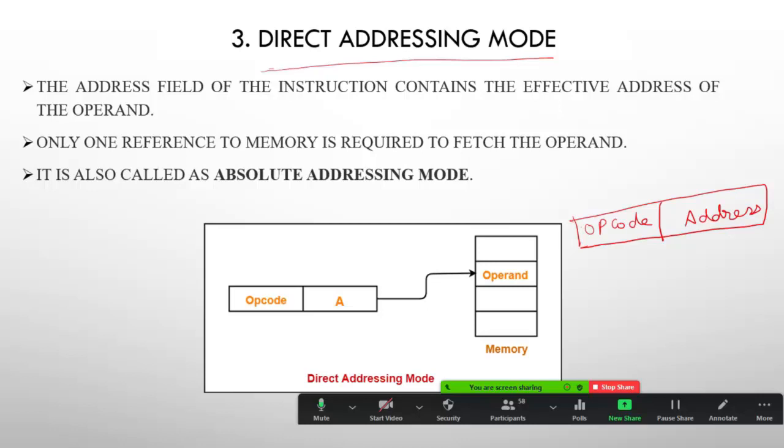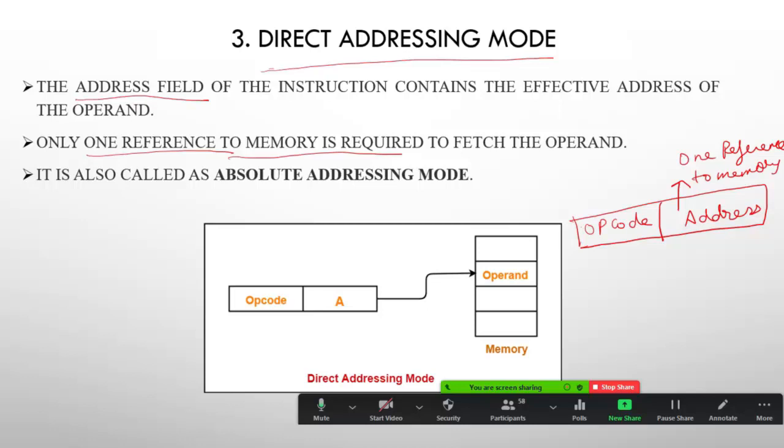The address field of the instruction contains the effective address of the operand. Only one reference to memory is required to fetch the operand. One reference, that means one reference to memory. This address is acting as one reference to memory.